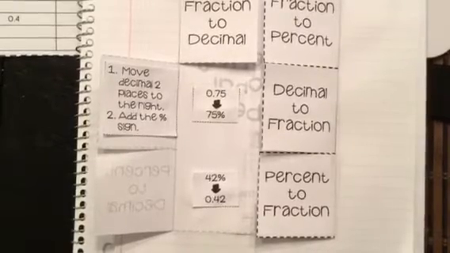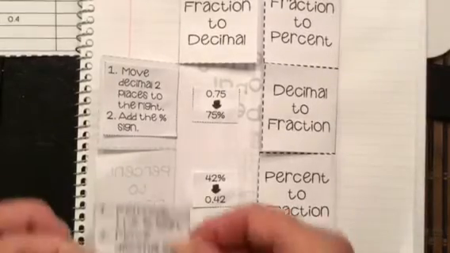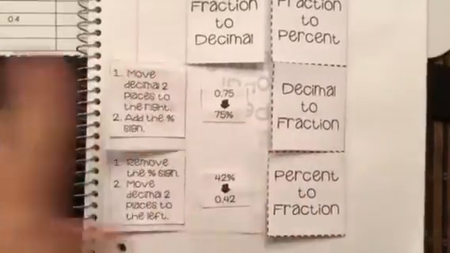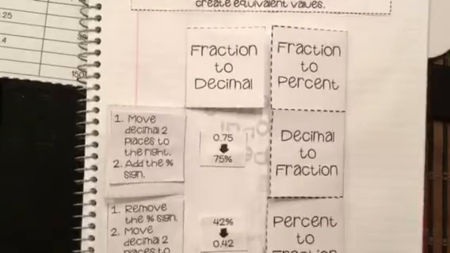Whenever you're moving a decimal place, you are either multiplying or you are dividing. All right, 2 down, 4 to go.